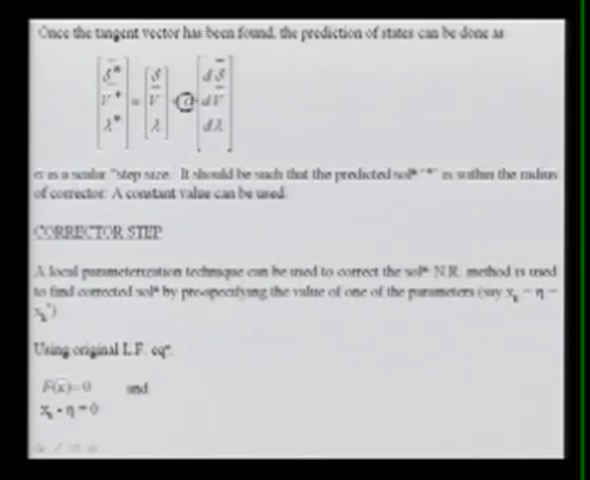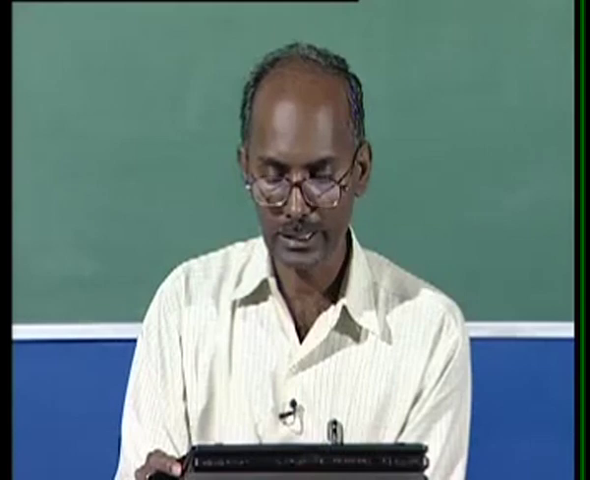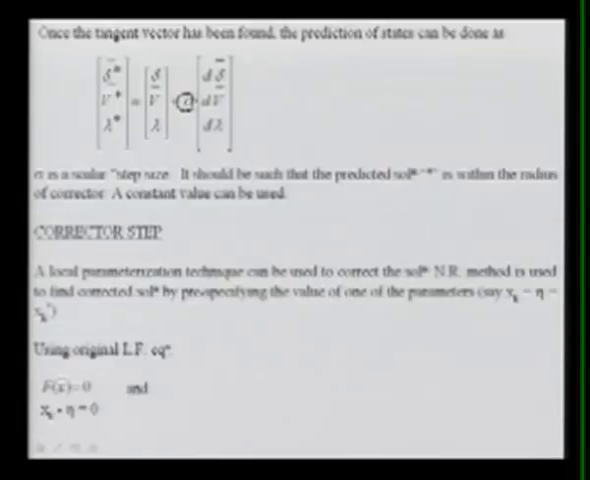Here we have used sigma, a scalar value known as the step size. It should be such that the predicted solution star is within the radius of convergence; a constant value is normally used, and we can get the optimal value. This is the predictor step. From any point on this curve, say starting from A, you make a tangent and reach this point, the star point which we have written, starting with this lambda and this V. So we have reached this point.